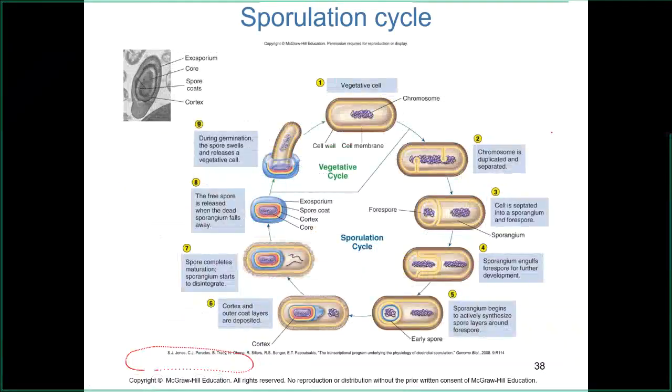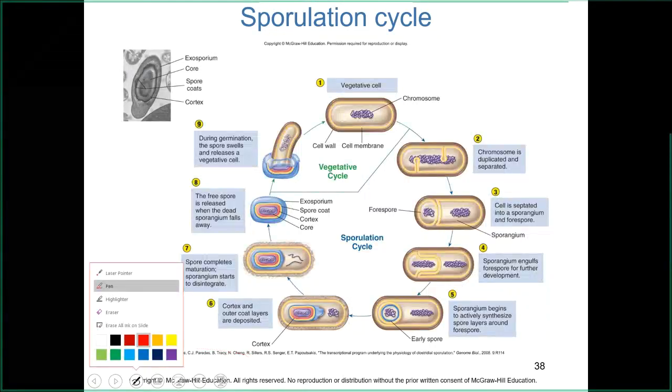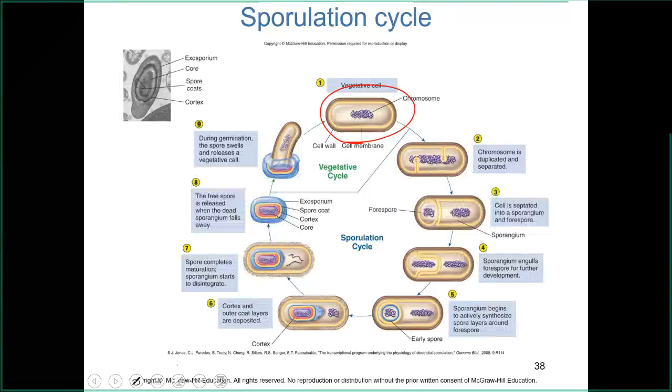Hopefully that turned off those subtitle things that I didn't want. But this is the sporulation cycle. All right, you can see how that works. So here's our standard vegetative cell up here. There's that guy at 12 o'clock. You can see it's got its nucleoid in there. It's got the standard cell membrane, cell wall.